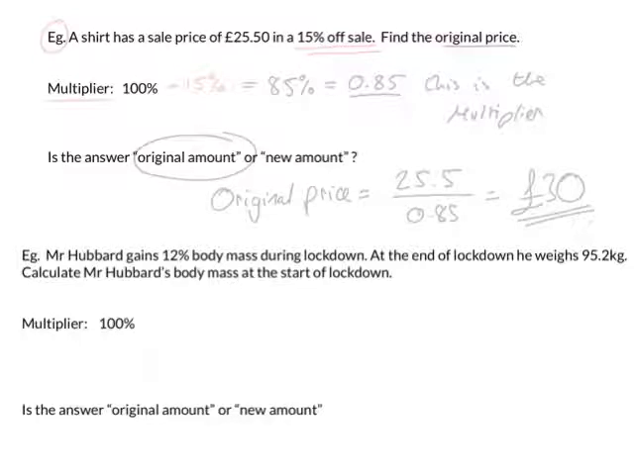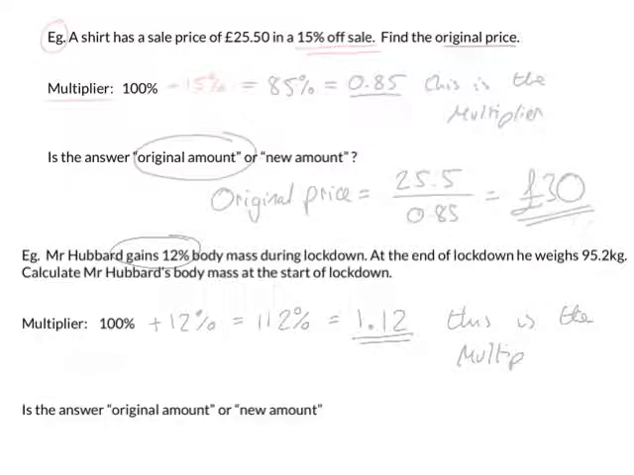I'd like to pause the video and write down the second example. And we're going to start by identifying the multiplier. The key words are the words gains and the number 12%. So gains means increase by. So we add our 12% to 100%, gives us 112%. And as a decimal, that is 1.12.